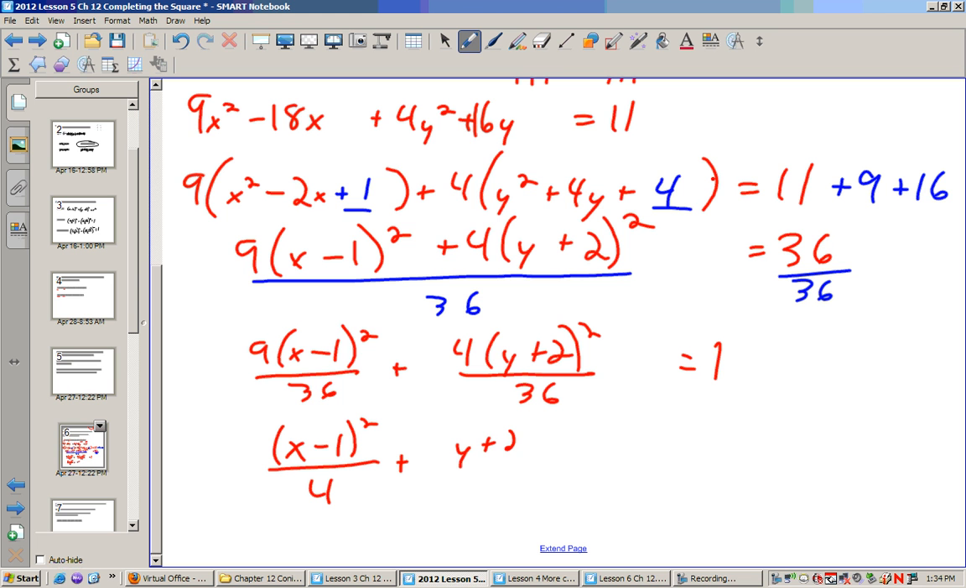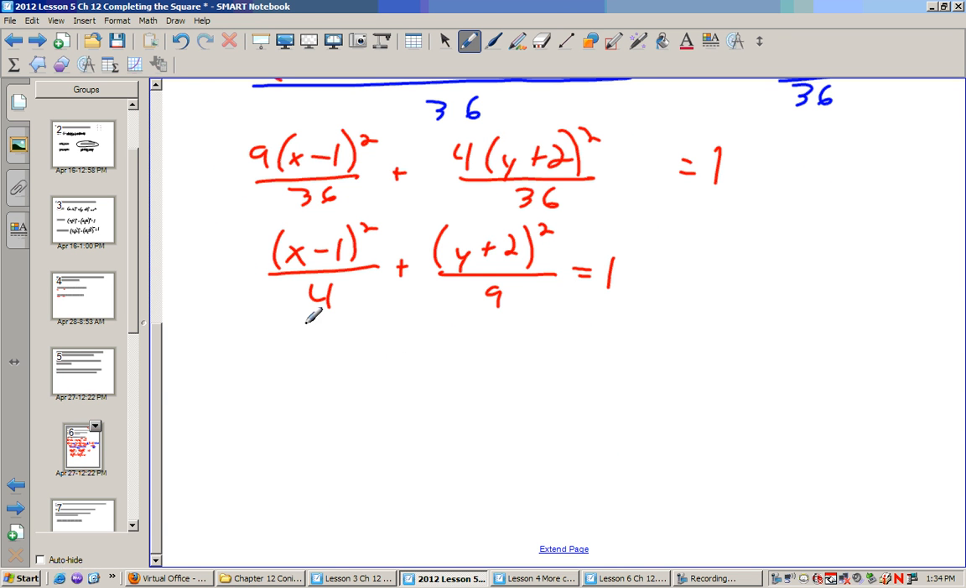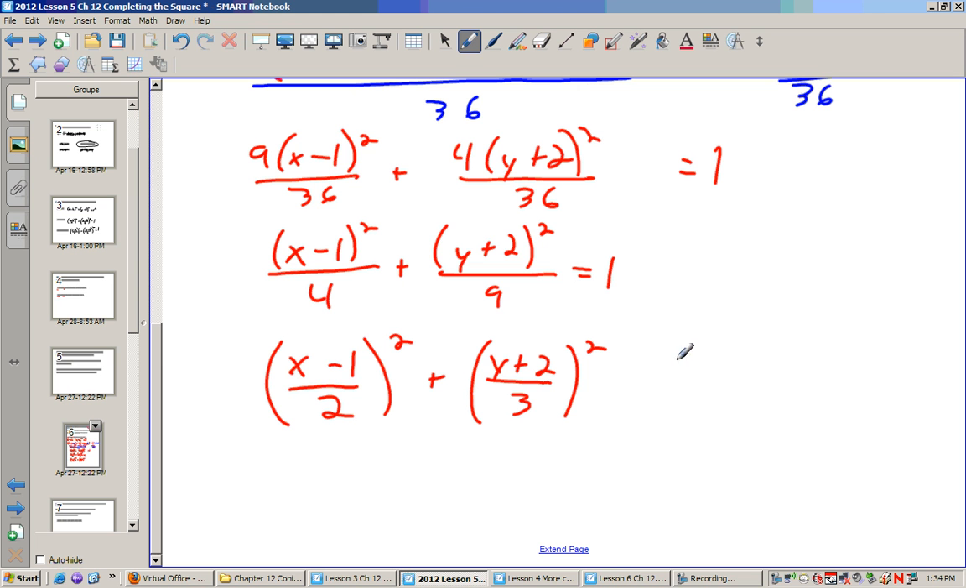4/36 is the same thing as 1/9, so put that over 9. Now the last step here is to put it in standard form. Our standard form has parentheses over the whole thing. So if I wanted to do x minus 1 like this, what number squared will give us 4? The answer is 2. And now if we do the same thing over here, y plus 2 over 3, because 3 squared will give us 9, is equal to 1. Now this is written in standard form.